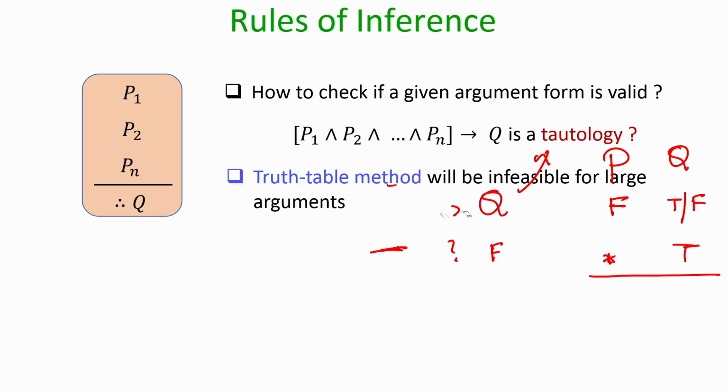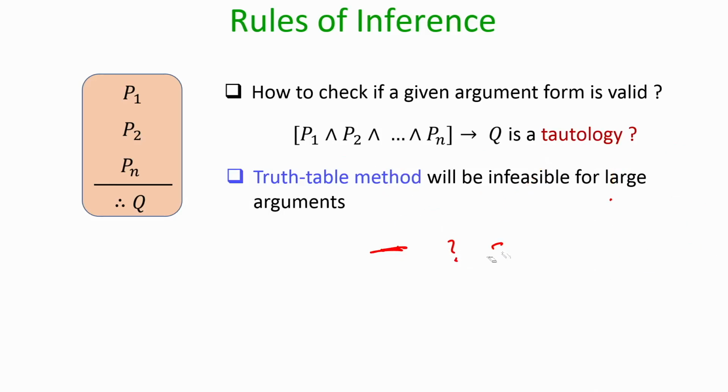So, it turns out that I can verify whether the above implication is a tautology or not by using the truth table method. That method I can always apply, but truth table method will be infeasible for large arguments if I am given a large number of premises, each involving many variables.